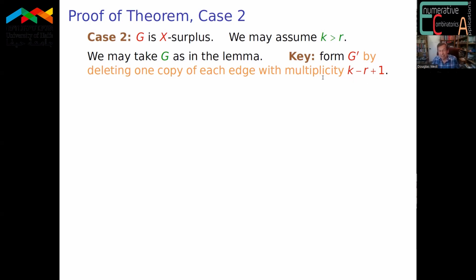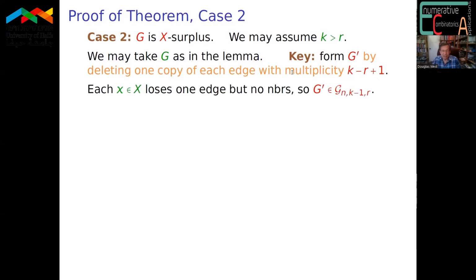I'd like to give a shout out to Zimo Xiang here, because it was his observation that we can handle this by deleting one copy of each of those edges. So each vertex of X is going to lose one edge, but it won't lose any neighbors because K minus R plus 1 is at least 2.